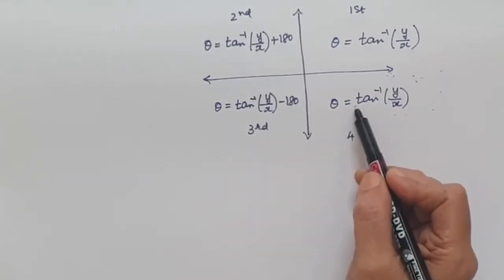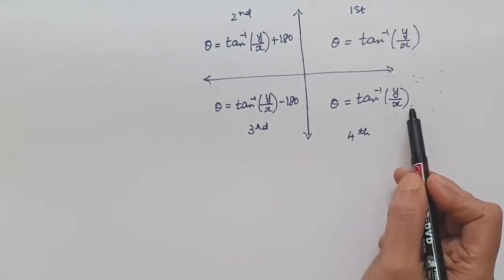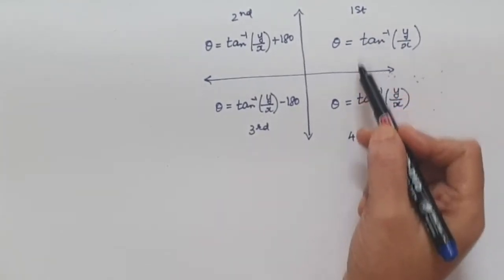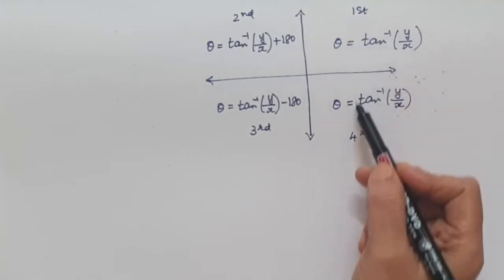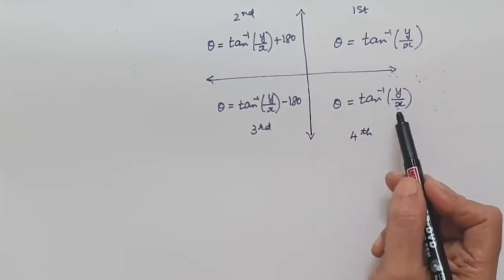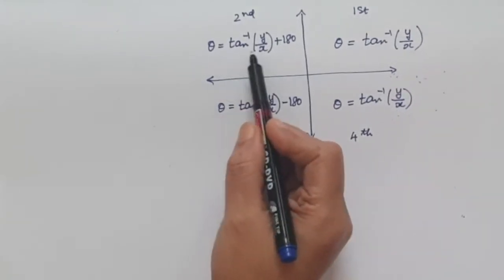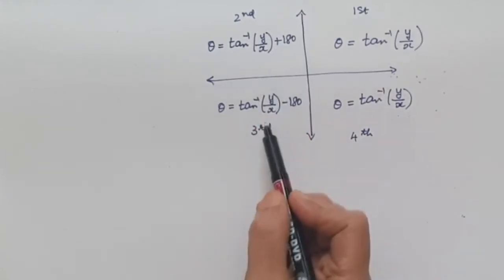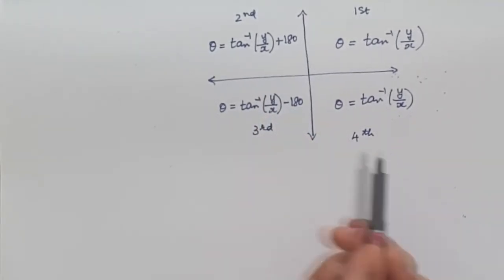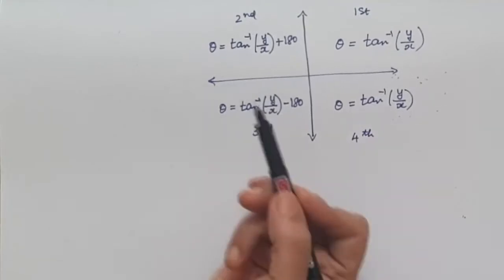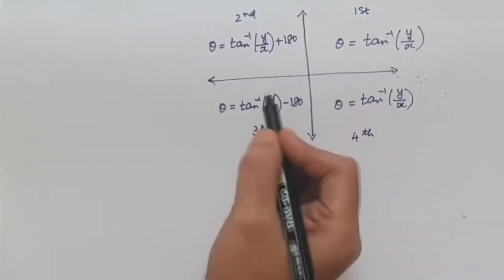And in the fourth quadrant, you just do it as tan inverse y over x. So in general, in the first and these two quadrants, it has to be only tan inverse of y over x. But here it will be tan inverse of y over x plus 180. Below it is minus 180. Now let us see the same questions we had before and try to apply this.